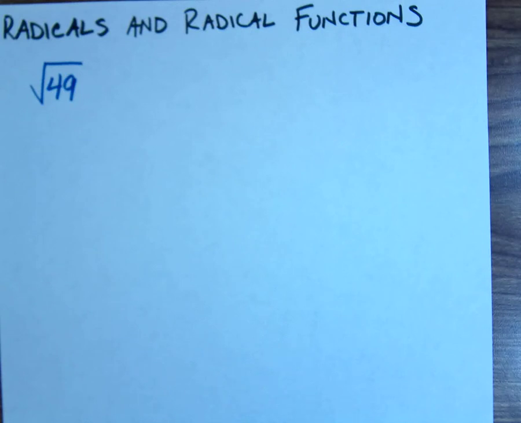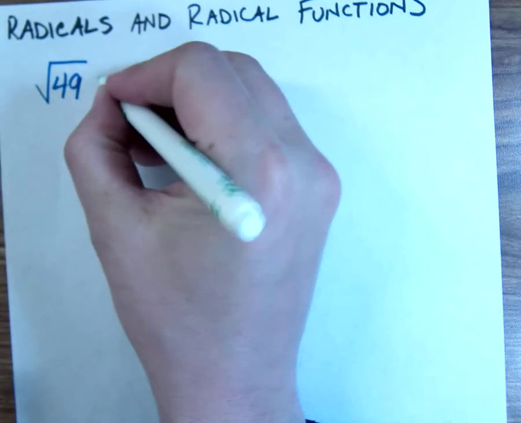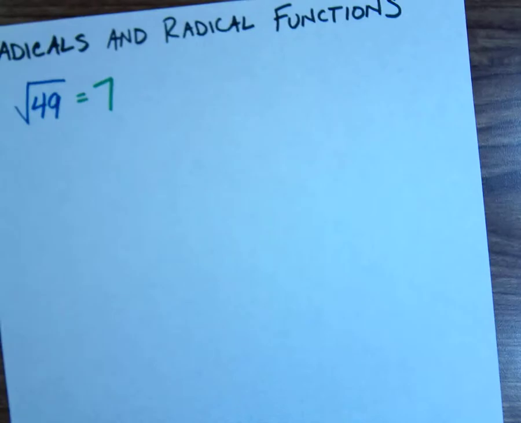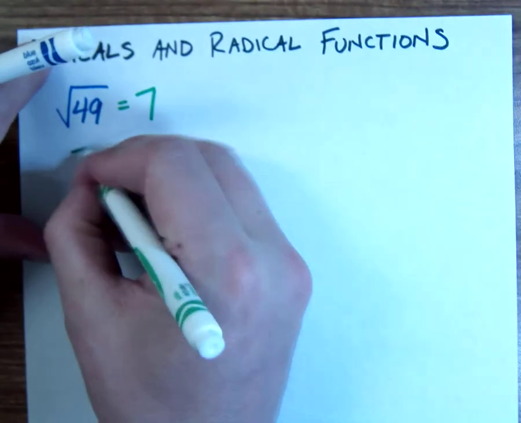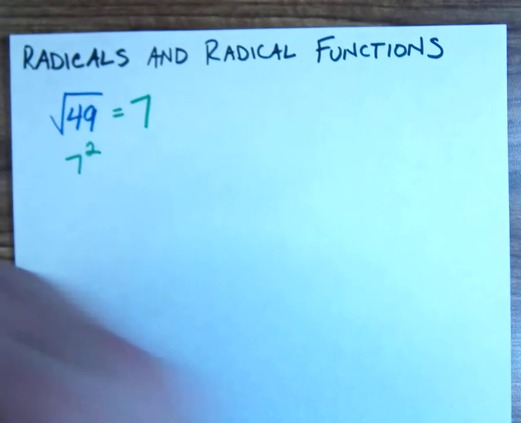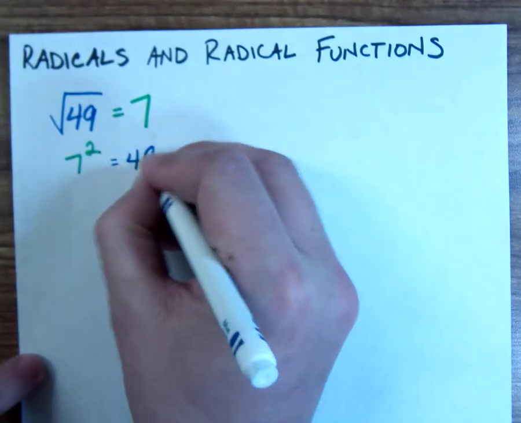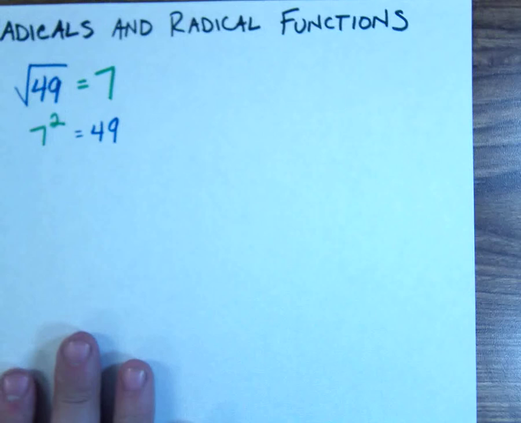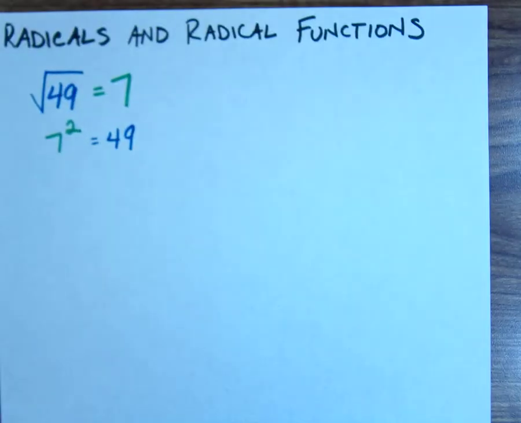And this is a square root, but that's not the only kind of radicals there are, as we will discuss in a little bit. This is a square root because the question that we're asking is what number, when you multiply it by itself, gives us 49? And the answer is 7. Because 7 multiplied by 7, or 7 squared, is equal to 49. That's why it's called the square root. What number squared is 49?